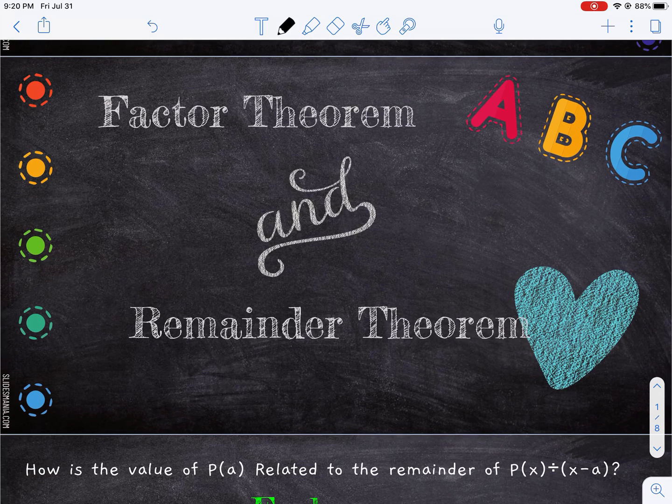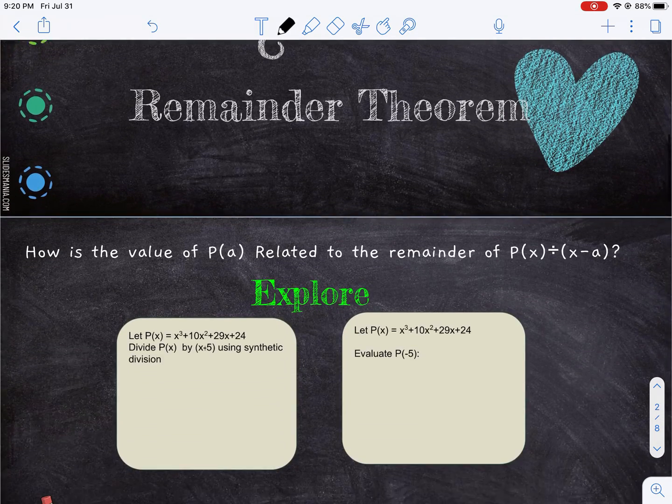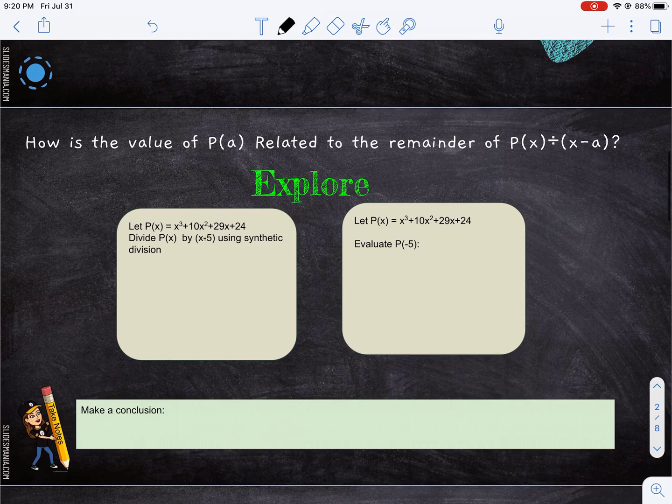Okay, we're starting part 2 of dividing polynomials. We're going to be looking at the factor theorem and the remainder theorem. So one of the things that we're going to explore is how the value of P of a is related to the remainder of your polynomial divided by x minus a, or the factor of that.